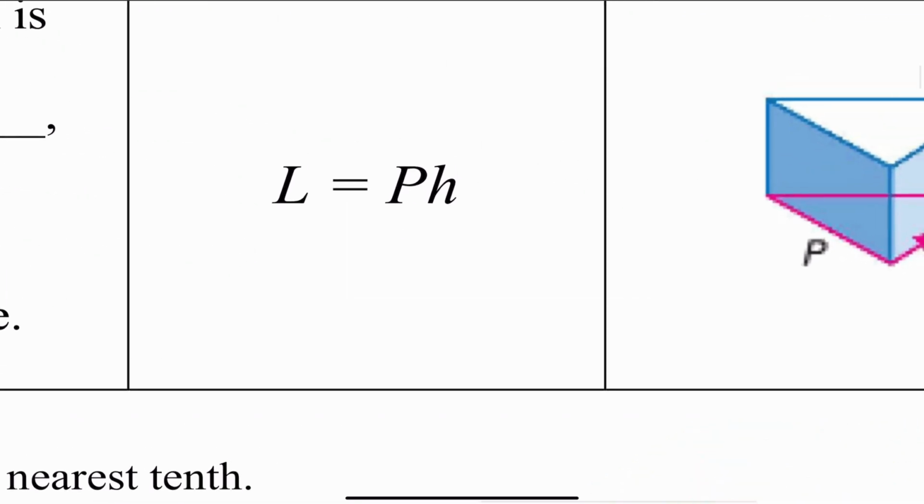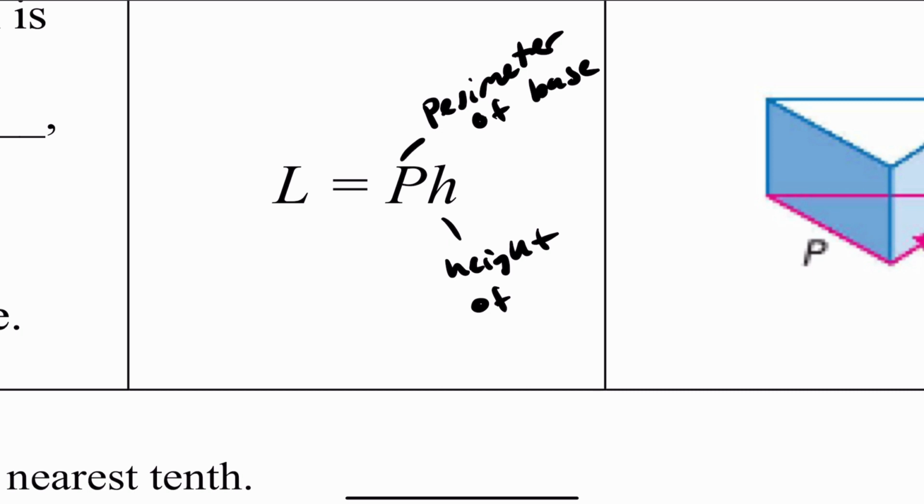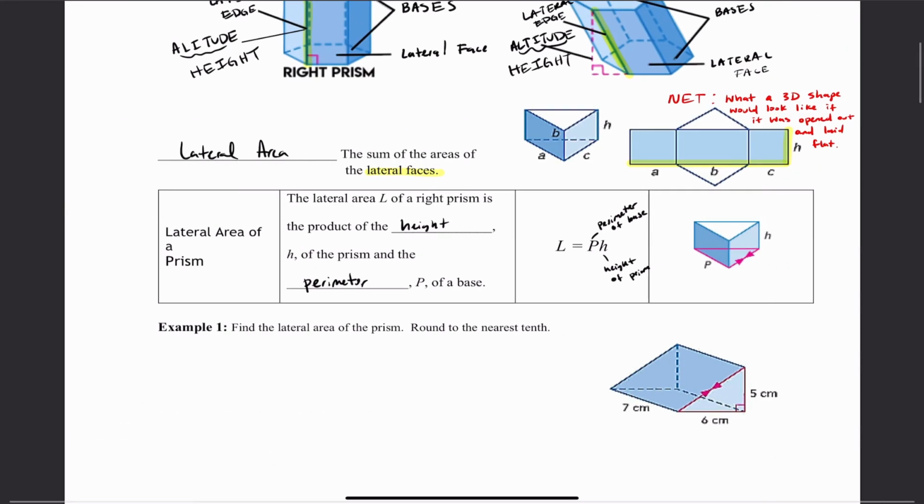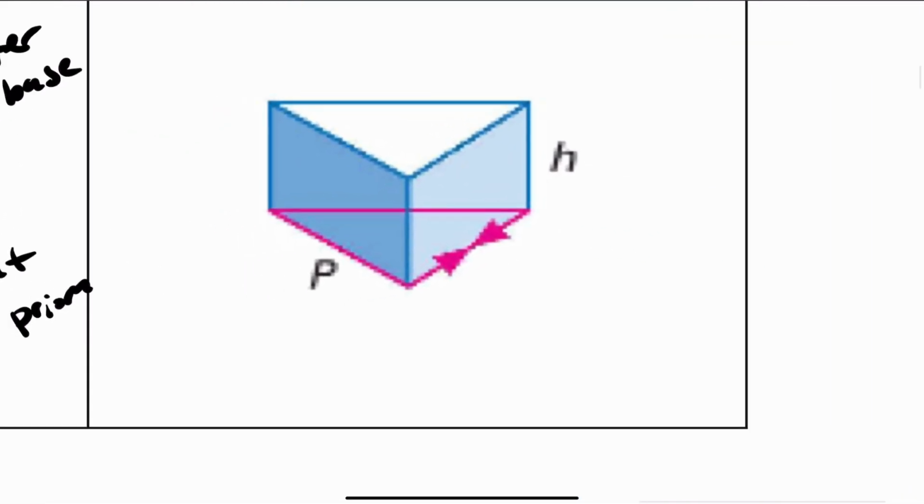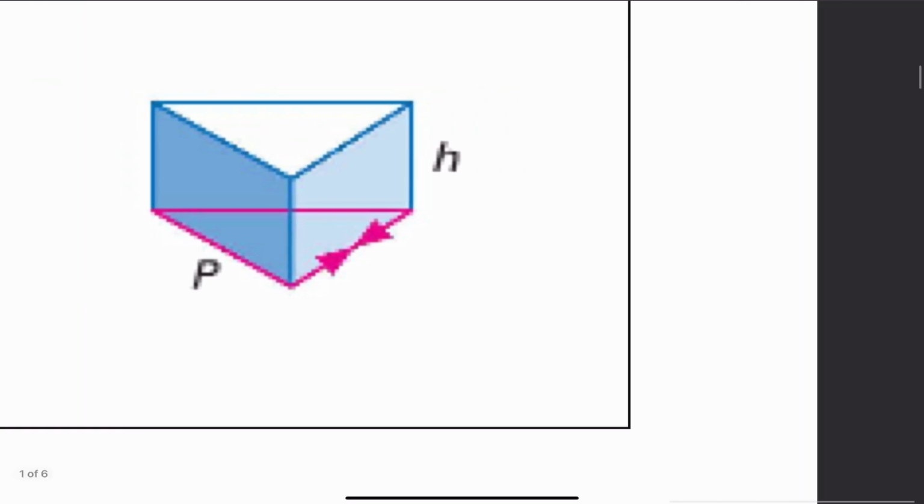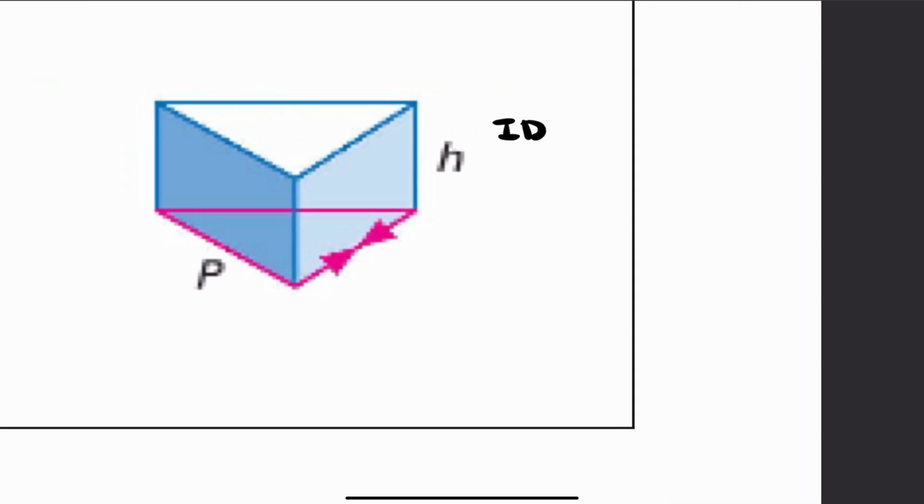So this is the formula that you need to know. The lateral area, L, is equal to the perimeter of the base multiplied by the height of the prism. Okay? So please make sure that when you are doing these problems, you identify what the shape of the base is.